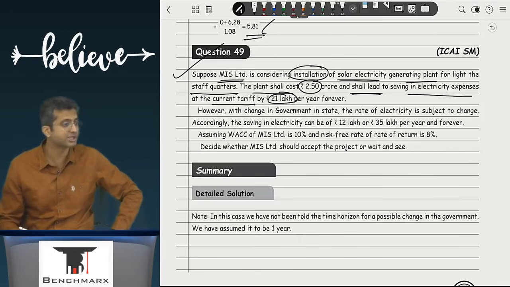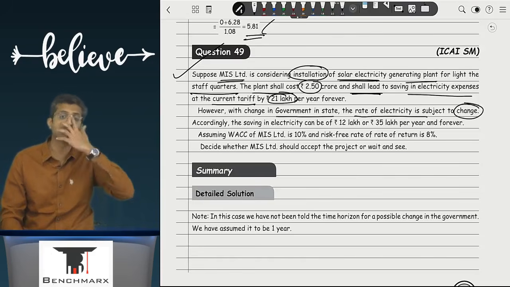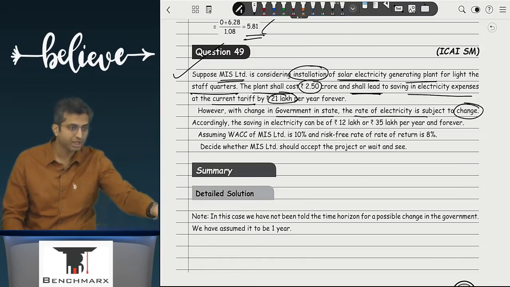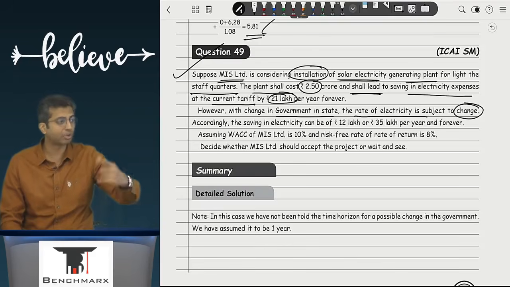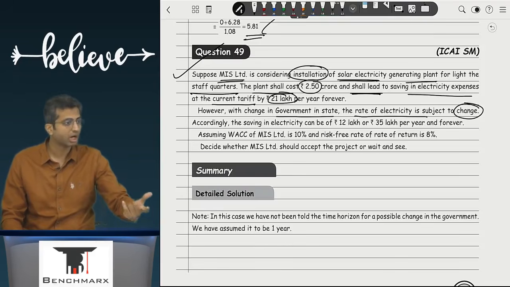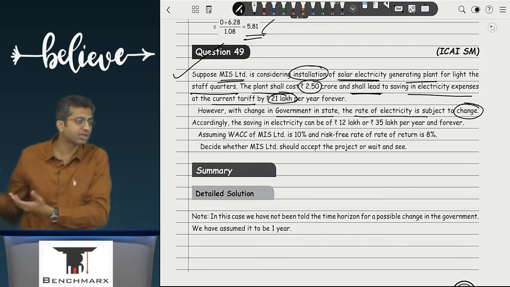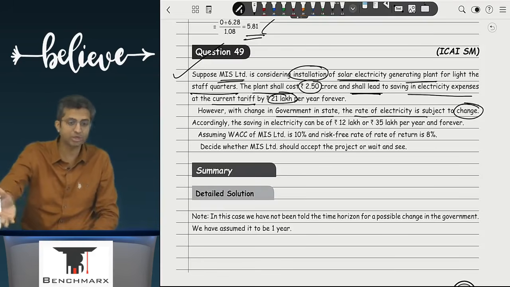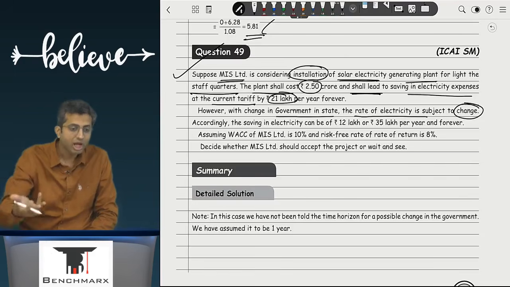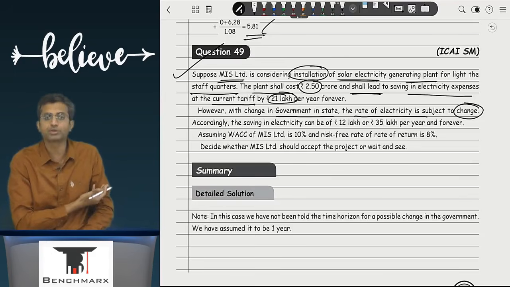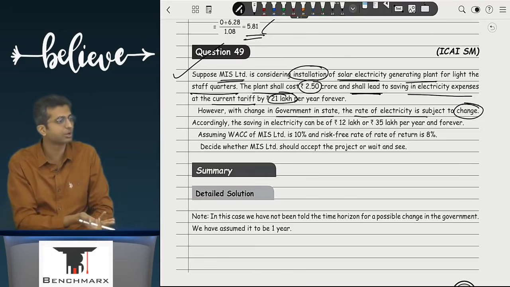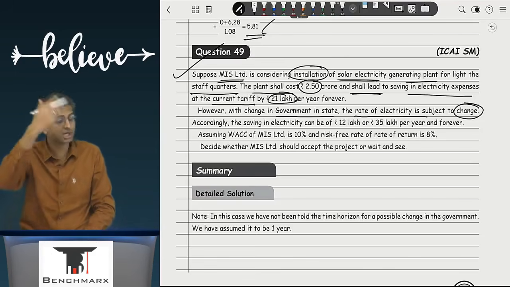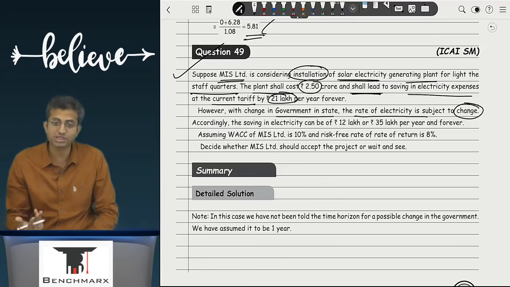So is this project viable as of today? Well, we'll have to see the discount factor. However, with the change in government in the state, the rate of electricity is subject to change. As you would be aware, let us say there is a certain government in Delhi who might say power is free. Certain governments might say let's increase the power cost. So if I am putting in such an expensive solar plant and the government says that for most people power is free, then what is the point of spending 2.5 crores? I might as well buy the state power which is free of cost. But if the government is increasing power cost, then it makes sense.